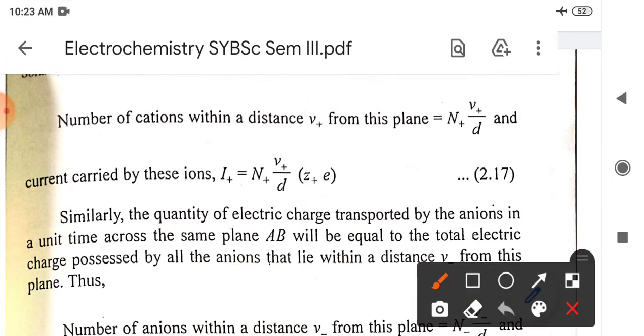For this plane, the total number of cations within this distance will be n plus into v plus upon d, and the current carried will be what? The total number of ions into the charge on the ion. That is, the current for the cation is n plus into v plus upon d into z plus into e.